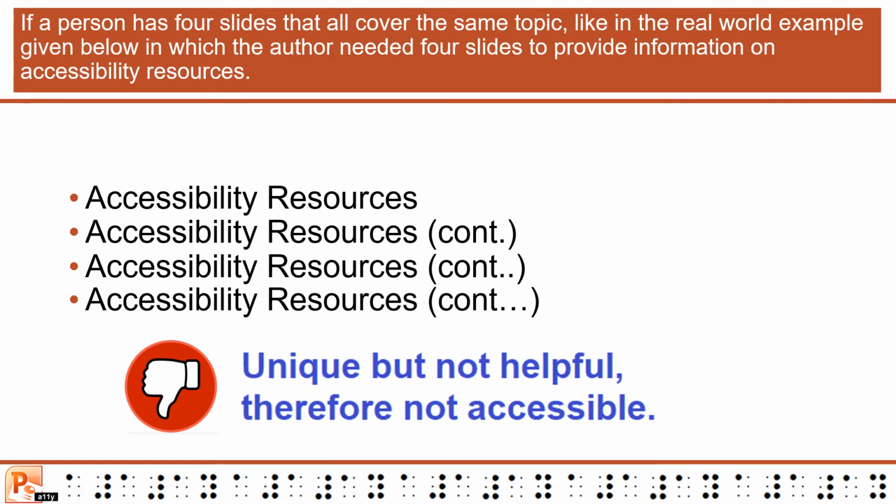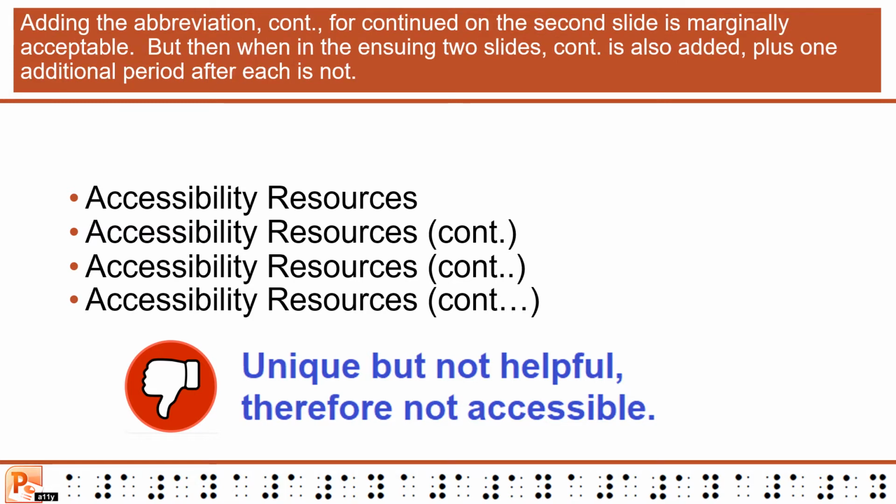If a person has 4 slides that all cover the same topic, like in the real-world example given below in which the author needed 4 slides to provide information on accessibility resources, adding the abbreviation, CONT, for continued on the second slide is marginally acceptable. But then when in the ensuing 2 slides, CONT is also added, plus 1 additional period after each, is not.